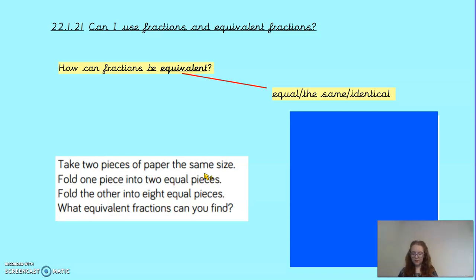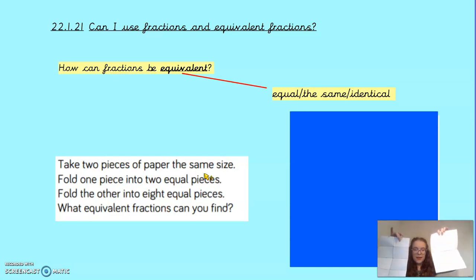And then my other piece of paper I've got here, I'm going to fold it into 8 equal parts. I'm going to fold it in half, and in half again. So I'm going to fold it in half 3 times, and that should give me 8 equal parts. Now what I've done is I've done a little Blue Peter trick, and I've coloured it in so you can see it better on the screen.